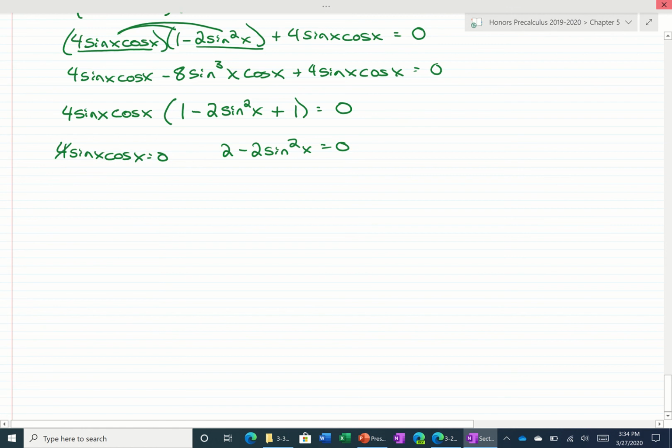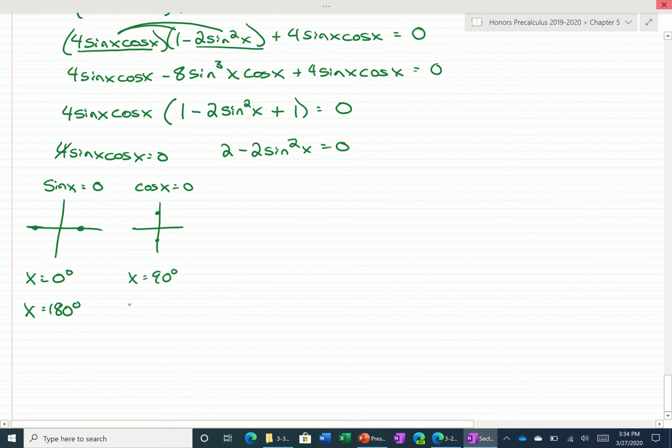If we divide by 4, this is asking us when is sine of x 0? Well, sine of x would be 0 right here, 0 degrees and at 180. When is cosine of x 0? Cosine of x would be 0 right here and right here at 90 degrees and at 270.